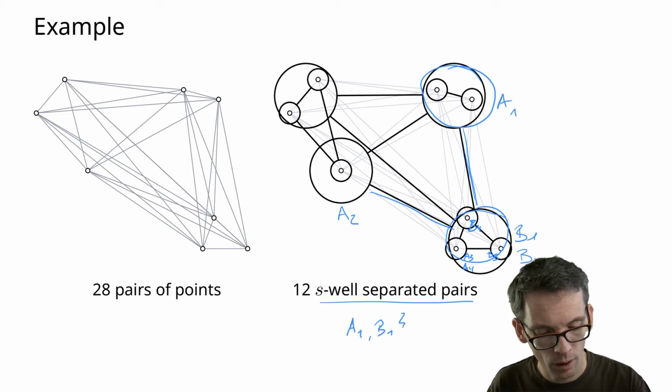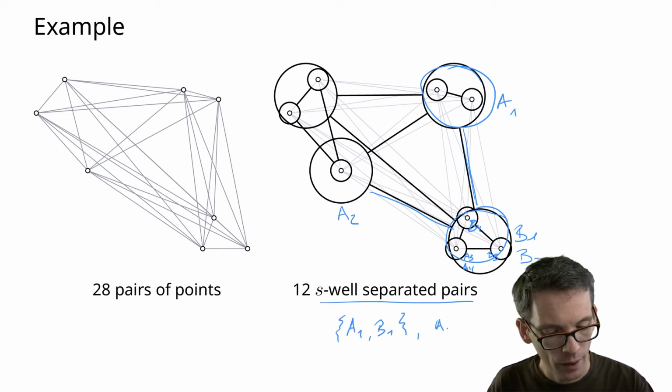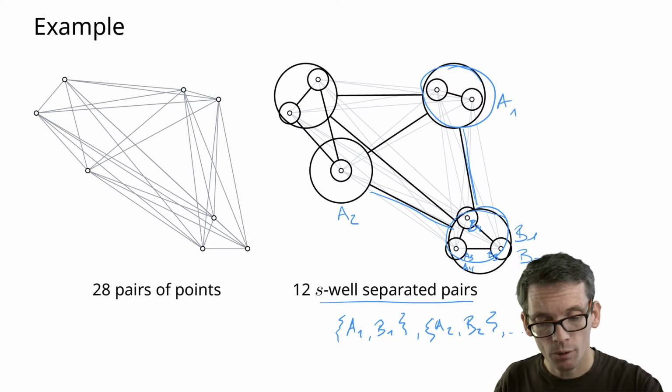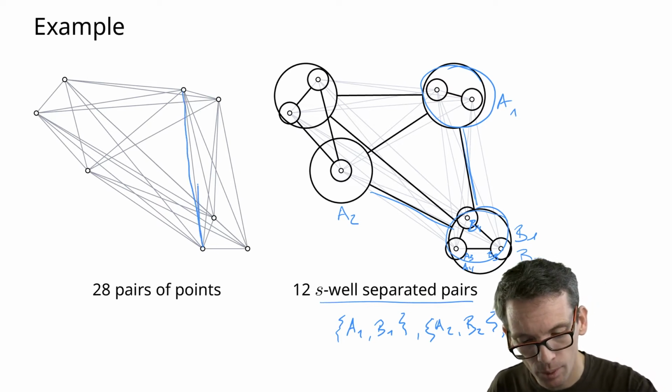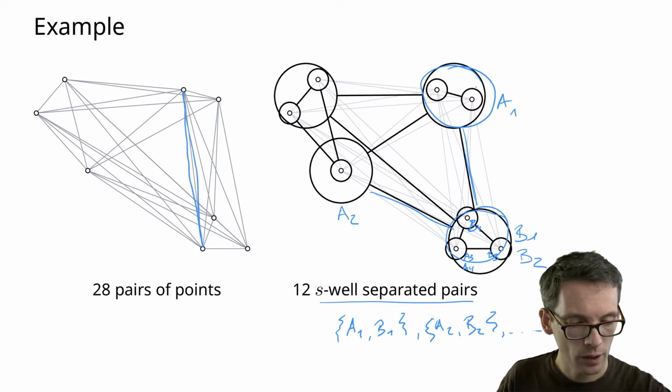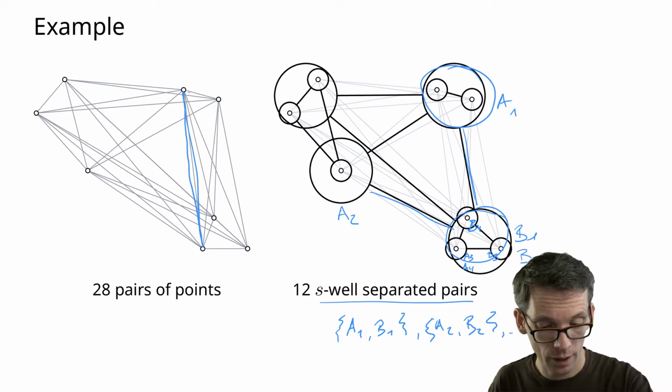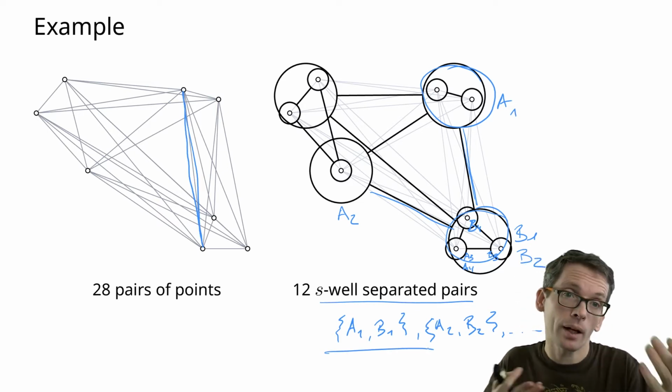A1, B1, A2, B2, and so on. And for any edge here, so let me pick any pair here, there's also a pair in my well-separated pair decomposition. So for this example, those two are actually covered by A1, B1.